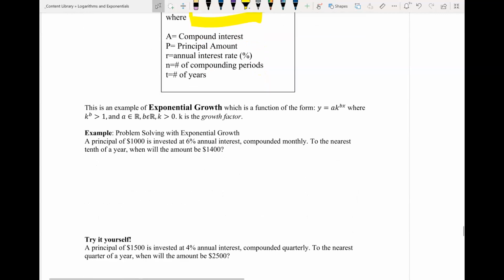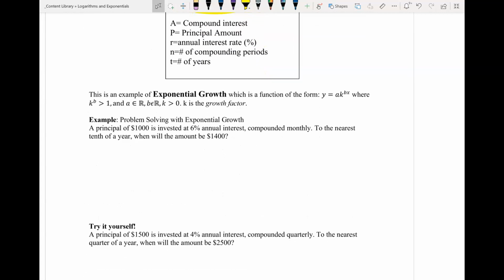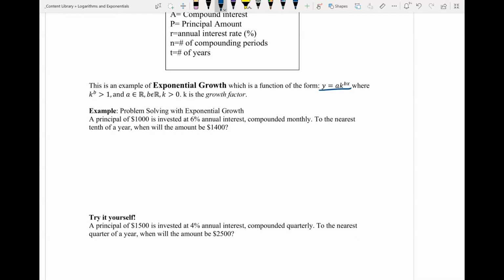So again, compound interest is an example of exponential growth. And exponential growth looks like this sort of function here. Y is equal to some A, where K is your base, to the power of something X. So your K is considered the growth factor, which again is your base. So let's do an example of a compound interest question.